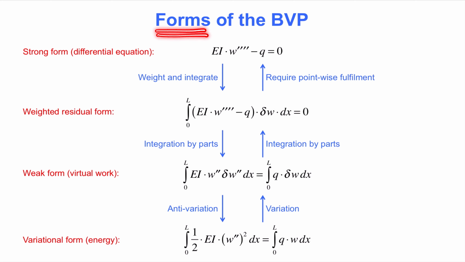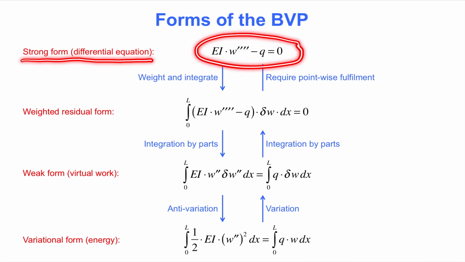The next slide is hard to understand at first, but it shows that the differential equation is not the only way to formulate the complete boundary value problem. However, the differential equation is important, and it is referred to as the strong form of the boundary value problem because it requires the full satisfaction of equilibrium, material law, and kinematic compatibility at all points in the structural member.